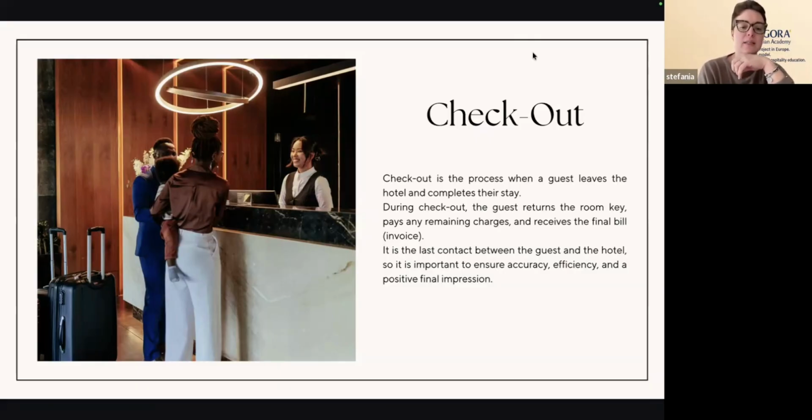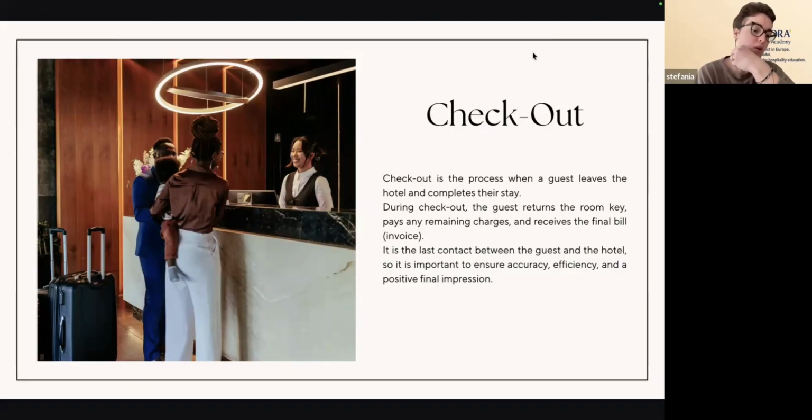Checkout also depends on the hotel. It may also happen with digital methods, because hotels also use web checkout. So for the big resorts, camping, etc., they have an electronic system. So they ask you to pay the bill the evening before the departure.